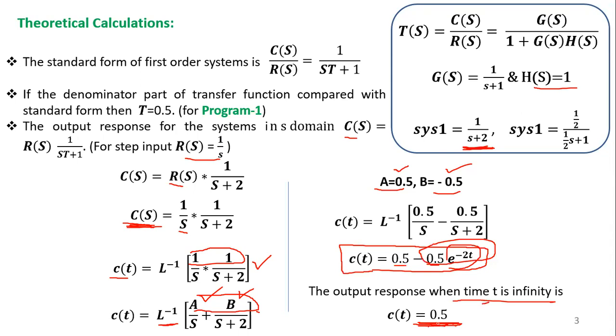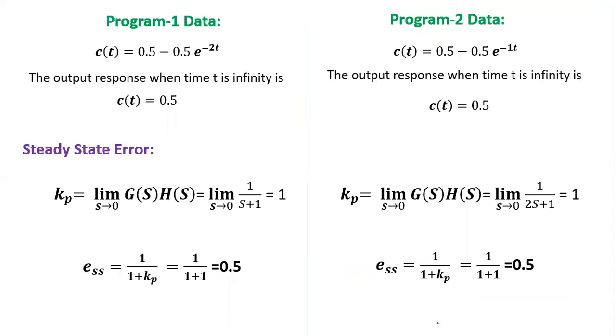In the same way, we need to cross check for the second system also. If you check the second system, it will come with the same output response. The equations will be the same for both cases. So from this, we are getting the output response final value as 0.5 for both the systems. And these are the transient parameters.